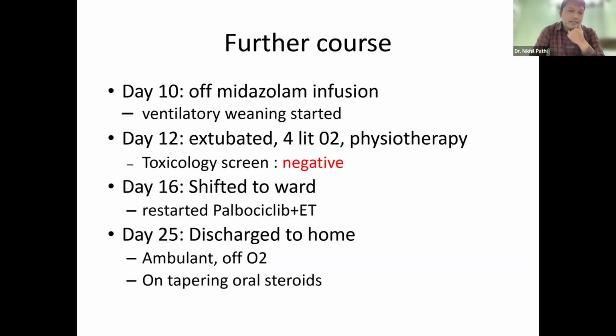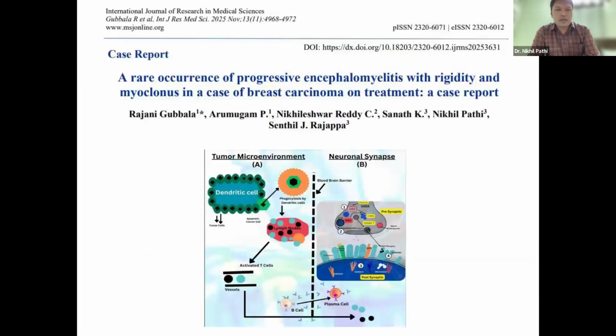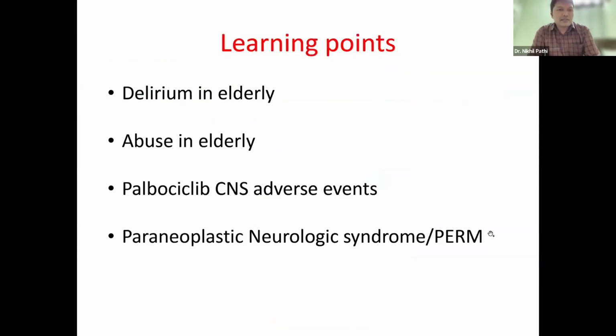Since then, the autoimmune encephalitis panel was negative. We thought we'd re-challenge the CDK4/6 inhibitor and see what happens while she is still in the hospital. Fortunately, she tolerated that treatment well and she was discharged home on day 25. She was ambulant, needing some support of oxygen, and as per the advice of the neurologist, she was sent home on tapering oral steroids. So we reported this case since it was quite a rare occurrence.